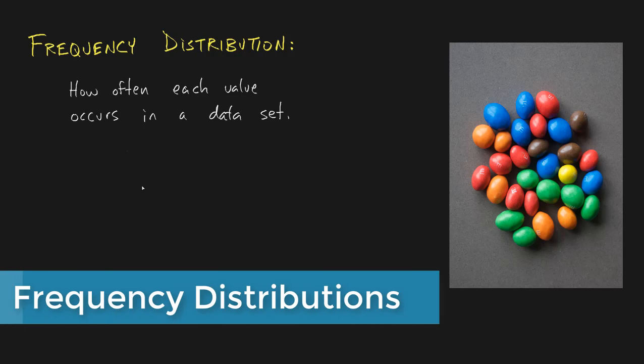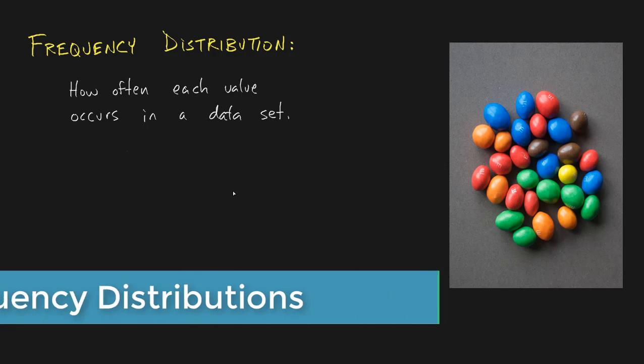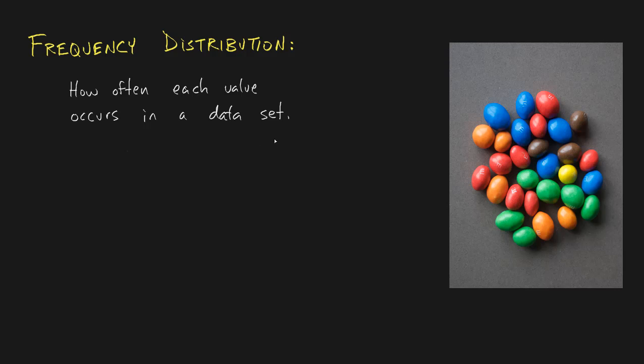When you're conducting research, you typically end up collecting a lot of data. And so you want a way to be able to make sense of those numbers quickly and to convey what you see in the numbers easily to others. And so that's where frequency distribution comes in.